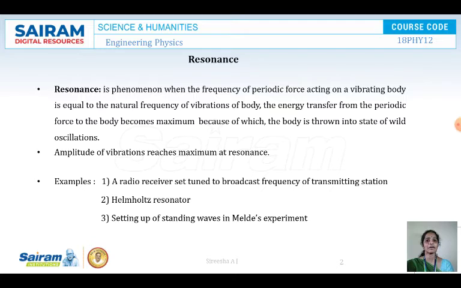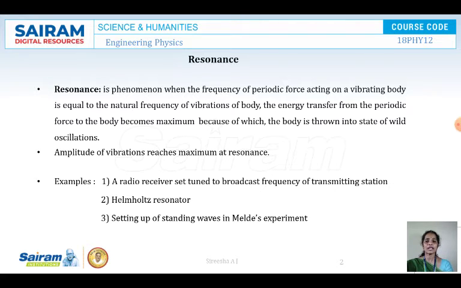Similarly here, when the frequency of the periodic force acting on a body is equal to the natural frequency of vibrations, then there is an energy transfer and the amplitude is maximum and you can hear a loud voice. So this phenomenon is called resonance. And I told you, the amplitude of vibrations reaches maximum at resonance when P is equal to omega. P is nothing but the frequency of the applied force, equal to the natural frequency. P is equal to omega.